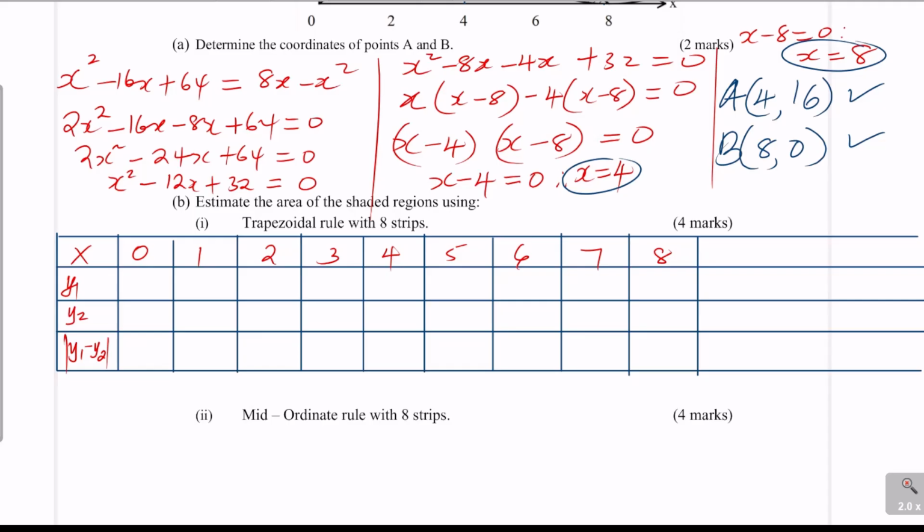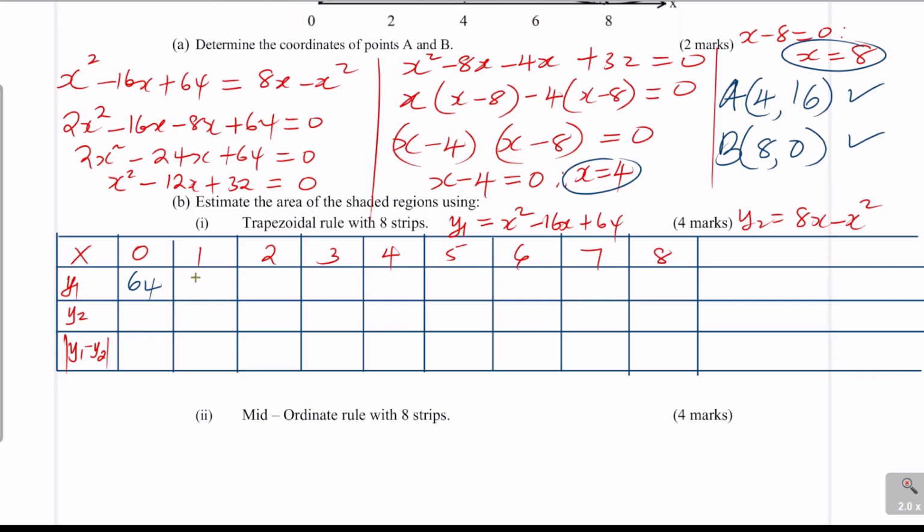Just feed these values of x into the function y1, and y1 is this function here, I'll write it here. So y1 is equal to x squared minus 16x plus 64. Then y2 is equal to 8x minus x squared. So you need just to use the calculator and be careful and feed these values of x, from x equals 0 up to 8. So that one, we'll do it very fast. So this is what you're supposed to get.